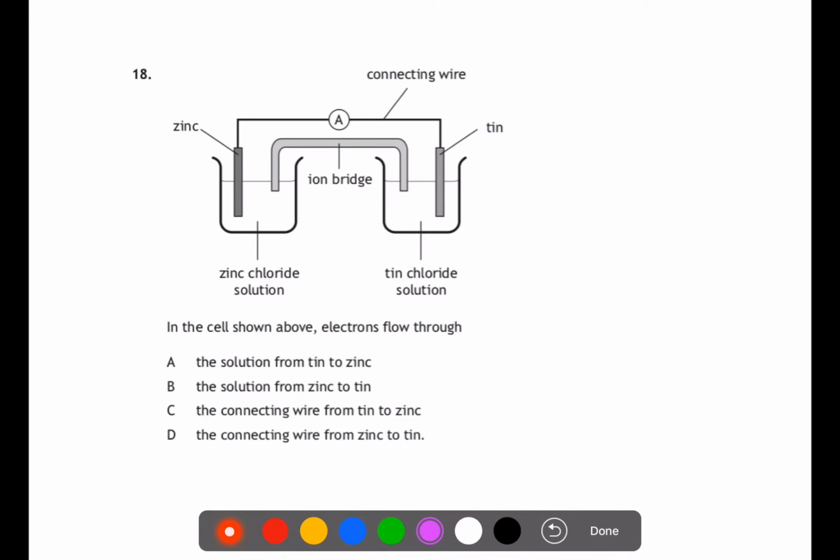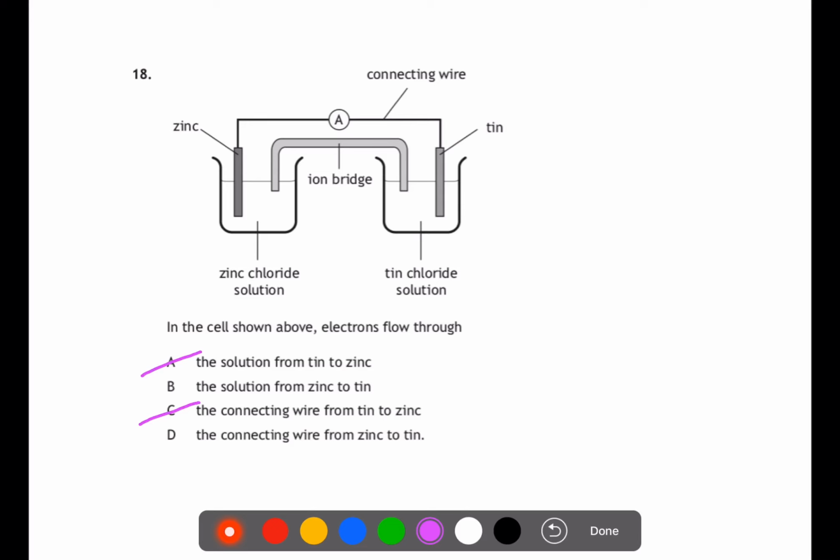Question 18. In the cell shown above, electrons flow through what? So electrons always flow from the more reactive metal to the less reactive metal. So here they're going to be going from zinc to tin. Again, you can find this in your data book on page 10. So we can take out the two which involve tin to zinc.